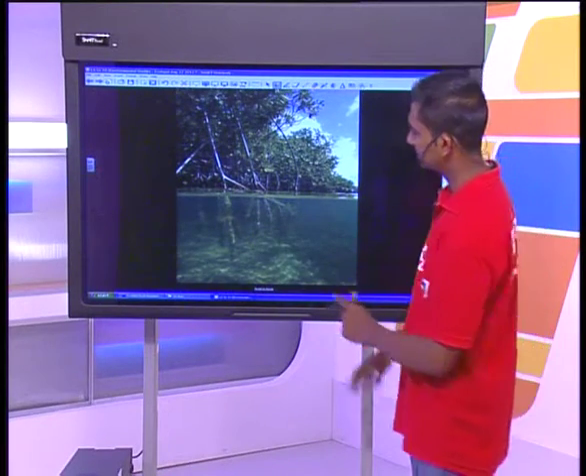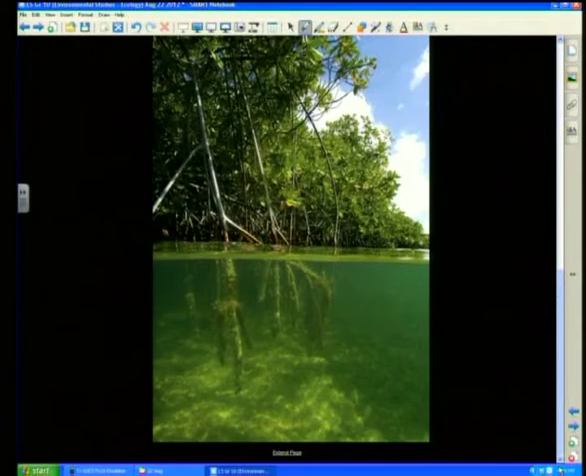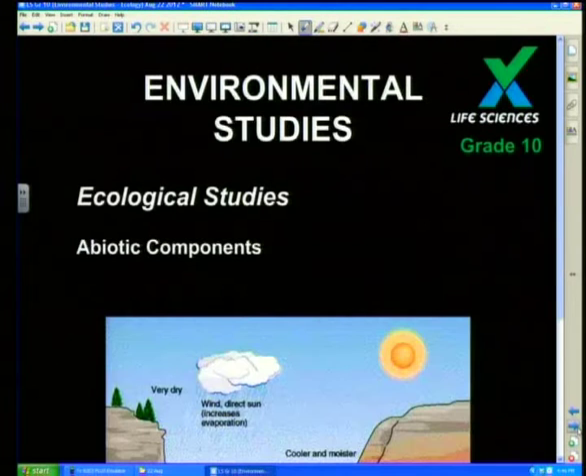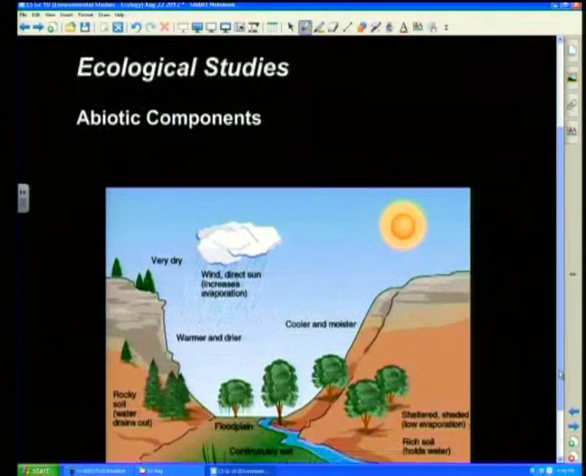Okay, so you can see that these are roots that are adapted to being airborne. When the tide drops, these roots are exposed and they absorb air from the atmosphere. Okay, that takes us to the end.